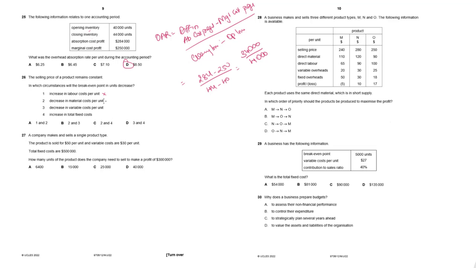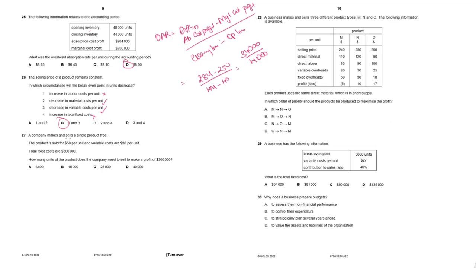Decrease in material cost, yes. When your material cost decreases, you'll have to sell fewer units to make sure that you earn zero profit, zero loss. Decrease in variable cost, yes. Increase in fixed cost, no. The moment cost increases, you'll have to sell more output so that you ensure that you have not gone into a loss, or you ensure that there's zero profit, zero loss. So 2 and 3, option 26B.